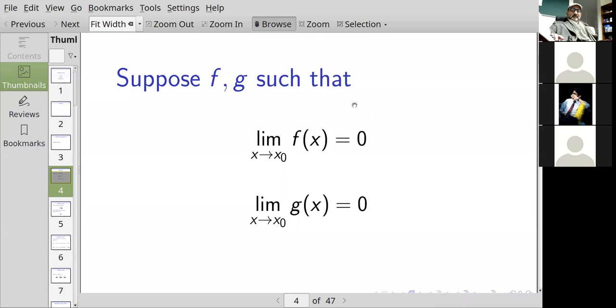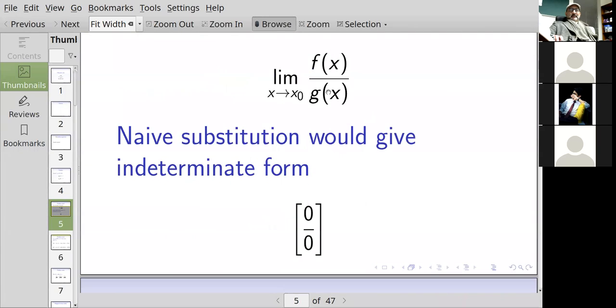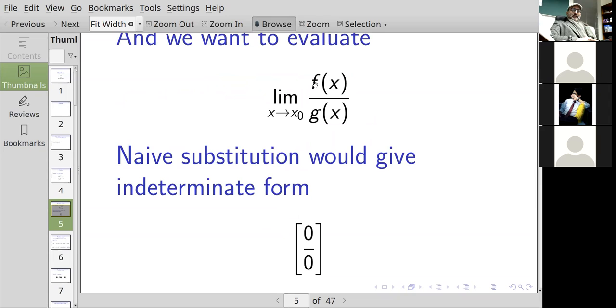Now, if I want the quotient of those two things, right? So I'm taking the limit as x goes to x naught. Now f of x is going to 0 and g of x is going to 0. And so if we naively, just without thinking, plugged in the values, we would get 0 over 0. Okay? So when I write 0 over 0 in square brackets like this, that's a notation that means that if I tried to evaluate the limit by doing a substitution, just doing the function evaluation, it would look like 0 over 0, which we know doesn't make sense. But this is the form that you would get if you tried to do a substitution.